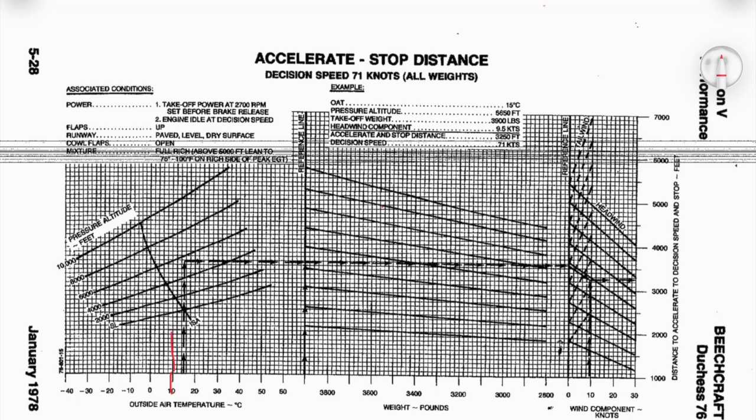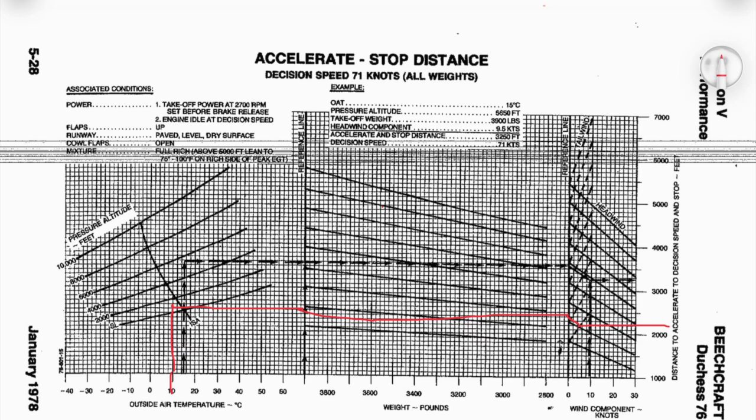I'll go up to my pressure altitude of 384, across to our reference line for weight, down to my 3,600 reference line, and then across. Now today we have a 4-knot headwind, so I'll go down on my headwind reference line to 4 and straight across. With the current conditions, we have an accelerate stop distance of about 2,200 feet.